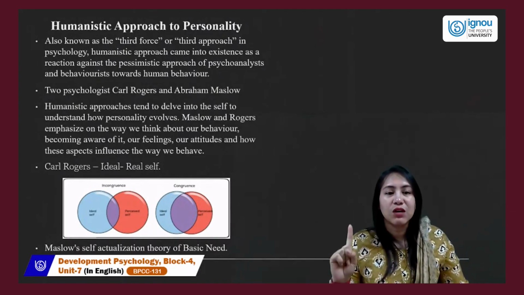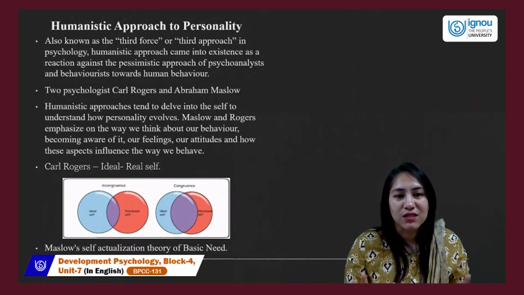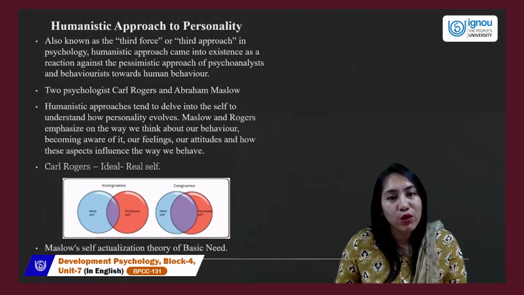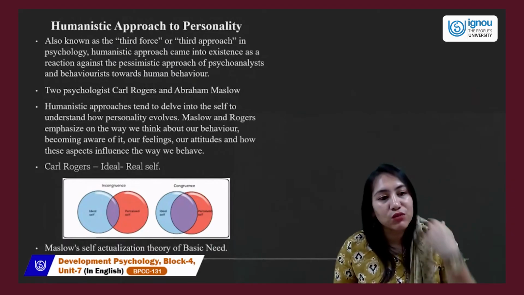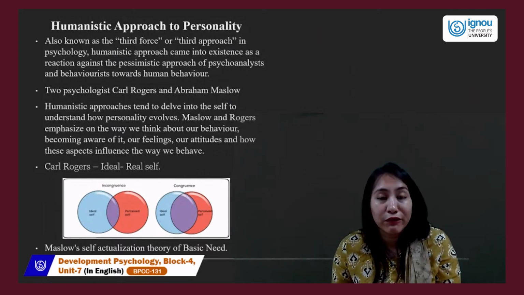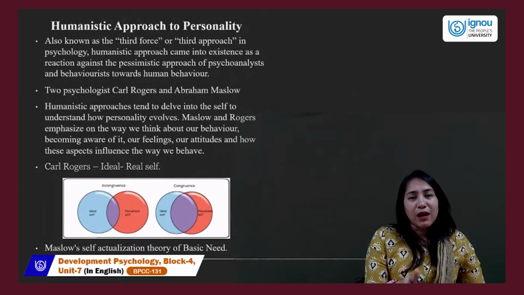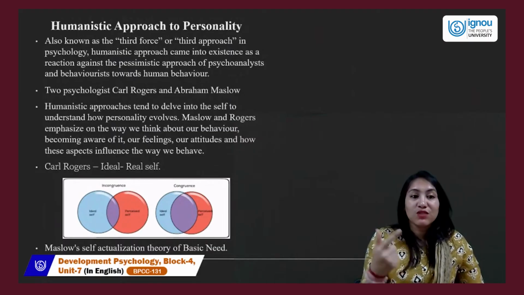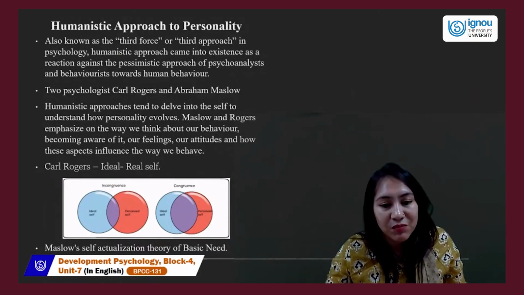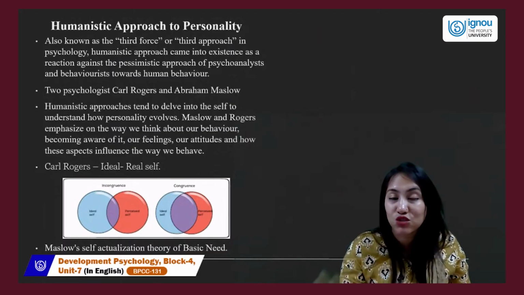Two major psychologists: Carl Rogers and Abraham Maslow. Humanistic approaches, like the term suggests, dwell into the self. They want to understand the self of the personality, how the self evolves, how the self learns. Also, Maslow and Rogers emphasize that we should think about our behaviors, becoming aware of them, our feelings, our attitudes, and how these aspects influence how we behave. So according to Maslow, it was important to know ourselves, which was the real and the ideal self. It's important to know what you want to achieve in terms of need hierarchy, which is Maslow's theory of self-actualization. So knowing your feelings, behaviors, and thoughts is extremely important.